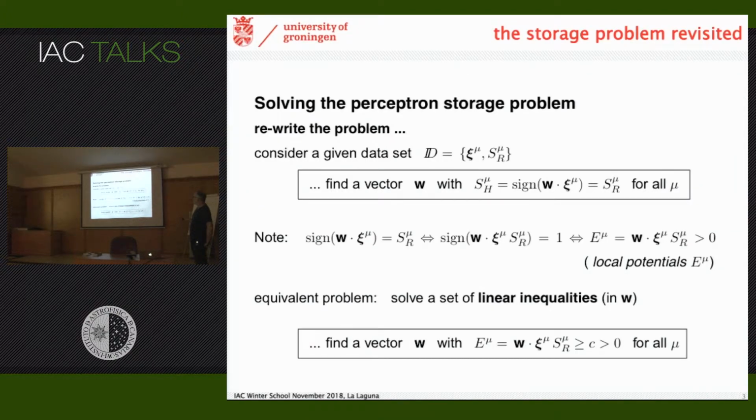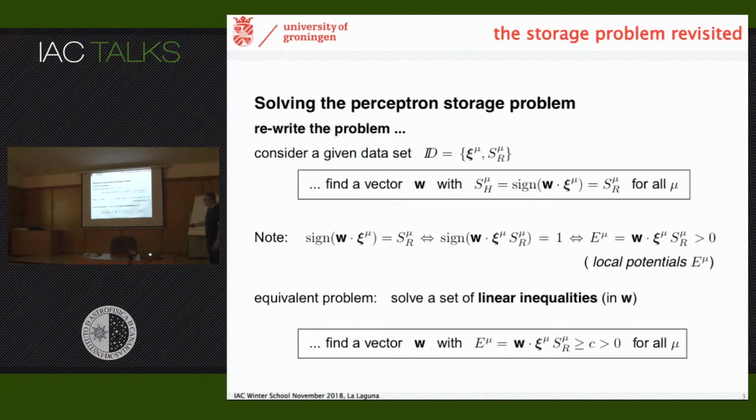So here's again the perceptron storage problem, where we have a data set of input vectors and output labels, which are plus or minus 1 in my notation, usually indicating the membership to two possible classes. And the goal is to find a vector W which realizes a linearly separable function that reproduces all these labels in the data set. That we have stated last time already. And we can rewrite this by defining these quantities as to find a vector W which satisfies all these linear inequalities. W dotted into the input vector times the output label should be larger or equal to C, which is a positive constant, for all mu. That was the starting point for this perceptron storage problem.